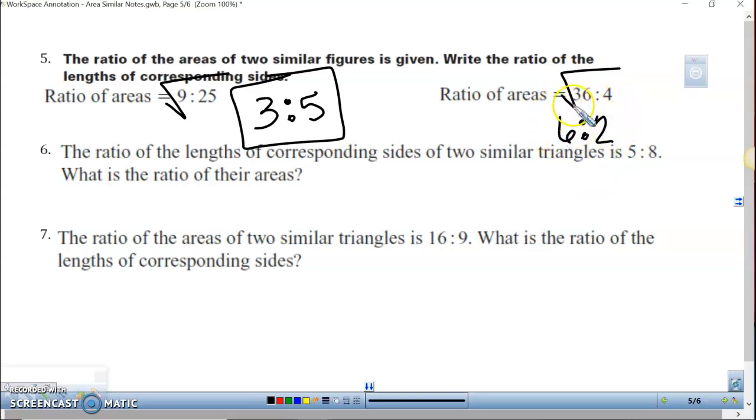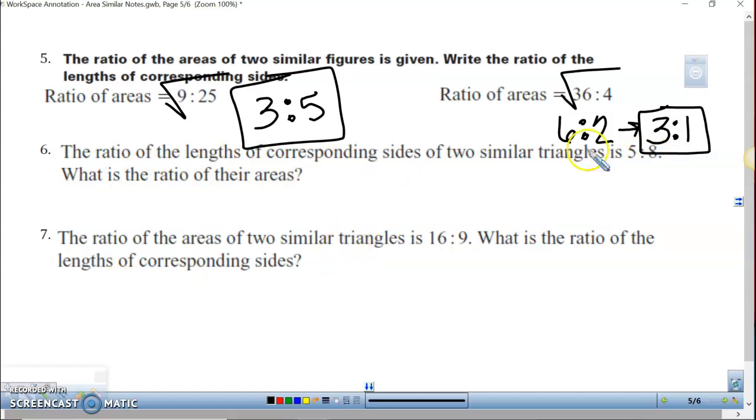Now, what you need to be careful of is this is still not all the way reduced. When you give a final answer, you need to make sure it is in the simplest form. So we're going to reduce this even further, 3 to 1. Now you can reduce at the beginning or the end, it doesn't matter. Okay, 6, the ratio of the side lengths is 5 to 8.